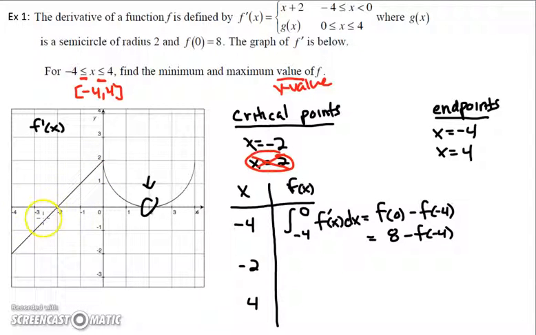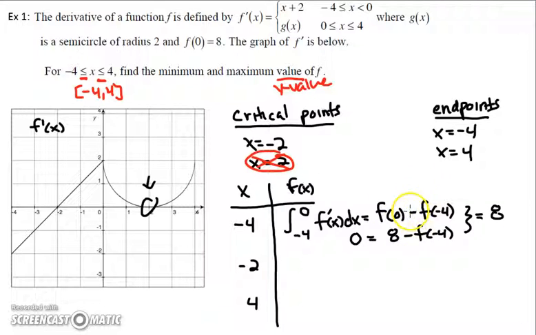This little piece and this little piece here are going to cancel out. So we know that this integral is actually equal to 0, because again, area here and here are going to cancel. So I know 0 is equal to 8 minus f of -4. So I know that f of -4 is equal to 8.